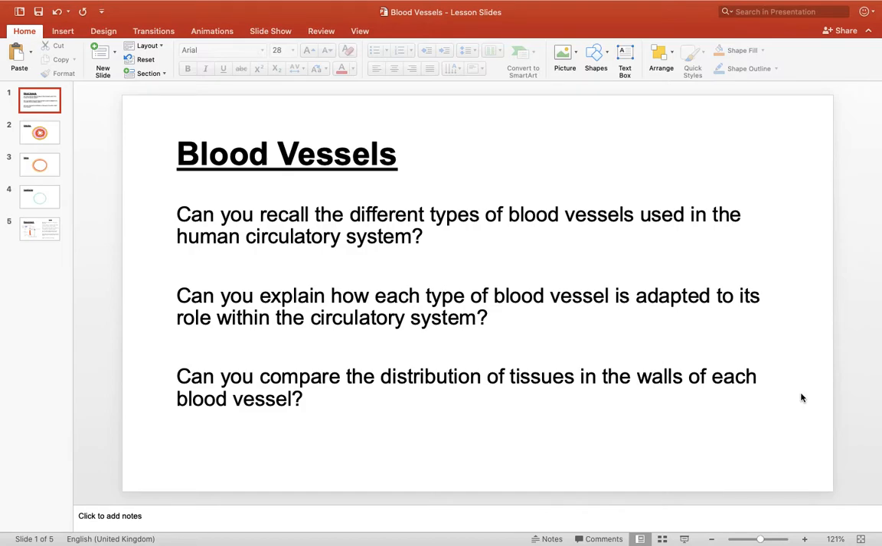In previous lessons, we've looked at the different types of circulatory system that can be found in animals, and we've looked at the structure of the blood. In today's lesson, entitled Blood Vessels, so you need to write that in your notes, you should be able to recall the different types of blood vessels used in the human circulatory system. You should be able to explain how each type of blood vessel is adapted to its role within the circulatory system, and you should be able to compare the distribution of tissues in the walls of each blood vessel.